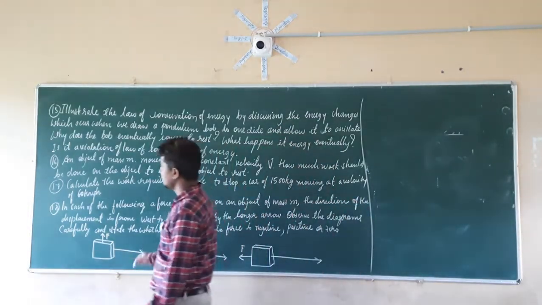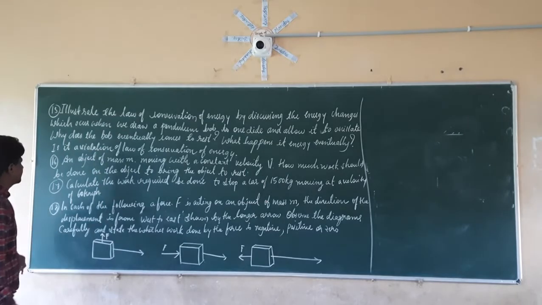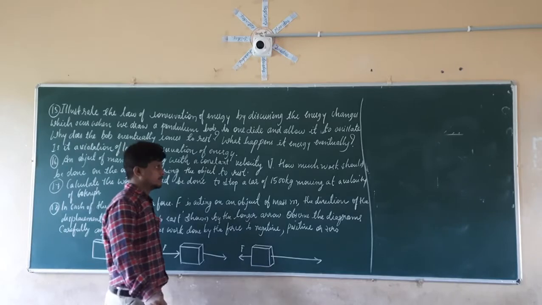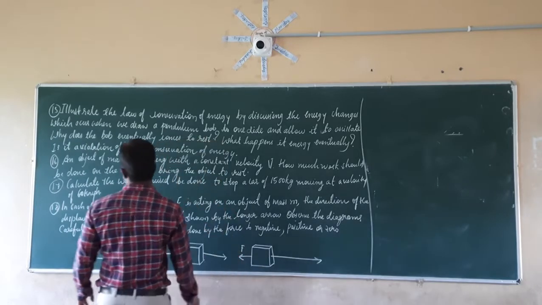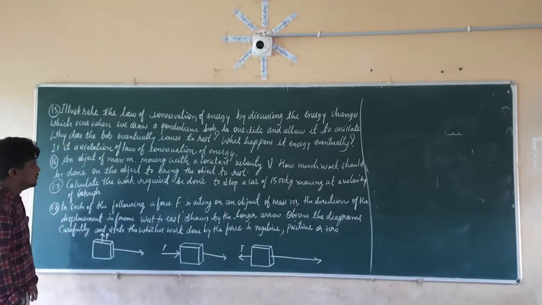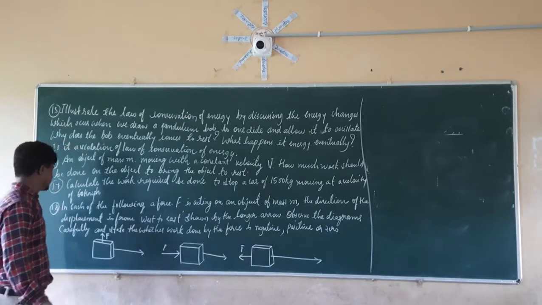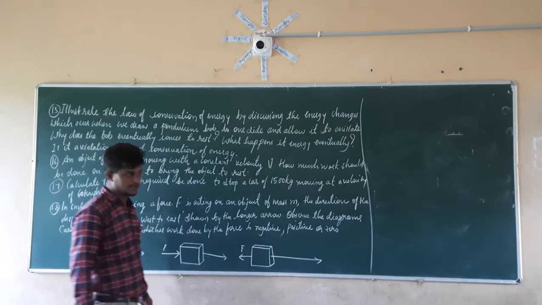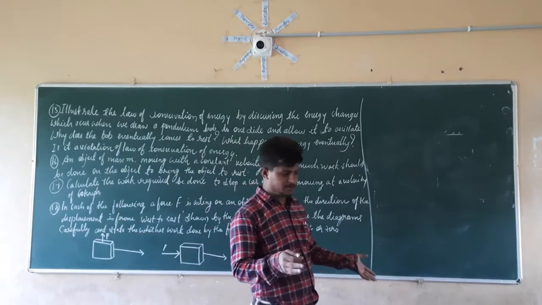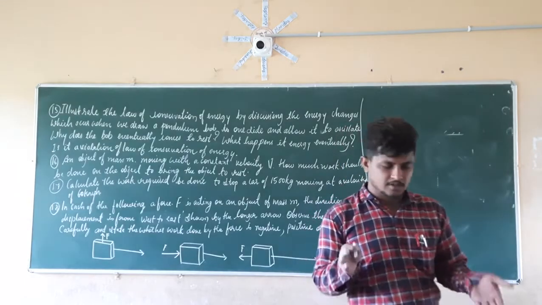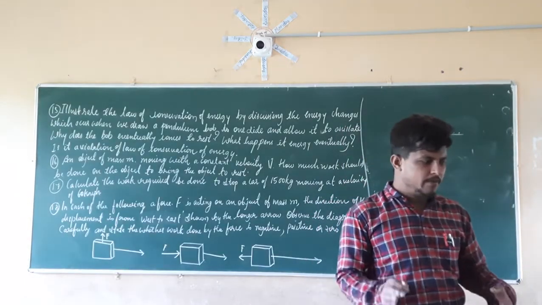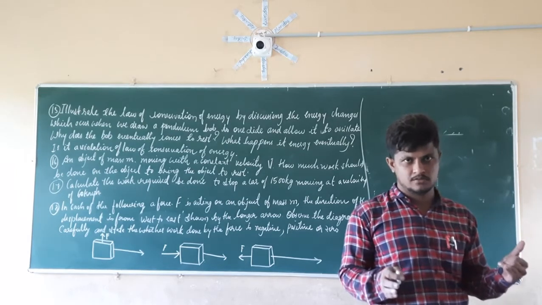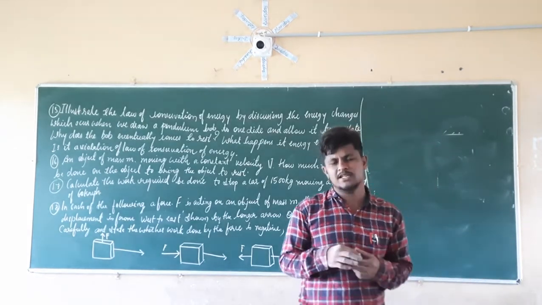Right. Now let us take the question number 16. An object of mass m moving with a constant velocity v. How much work should be done on the object to bring the object to rest? So see here, an object is already moving here. So how much work should be done so that the object should stop?